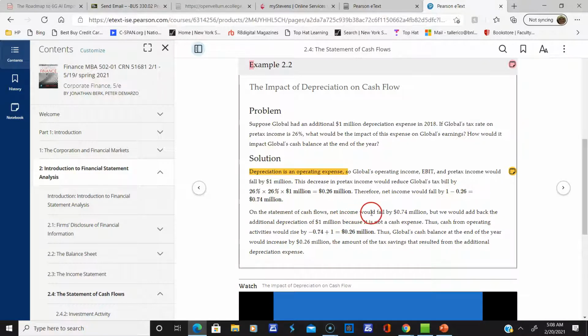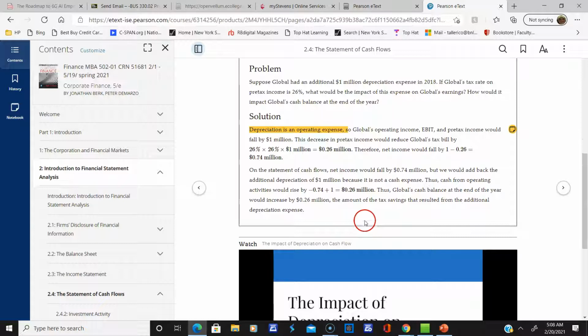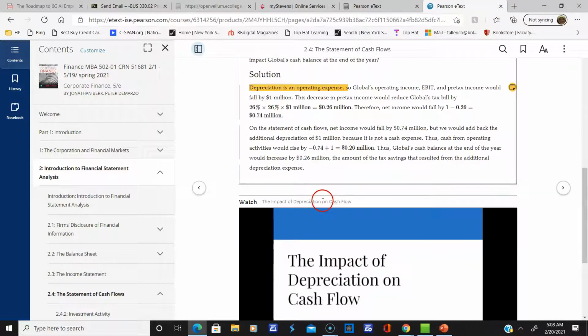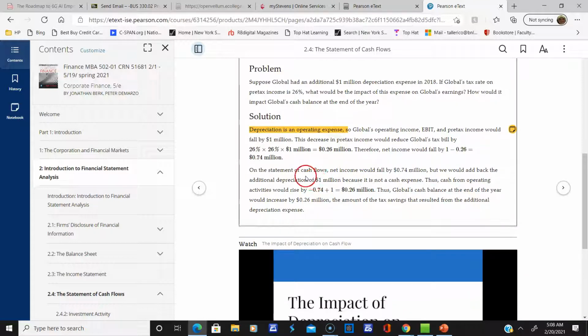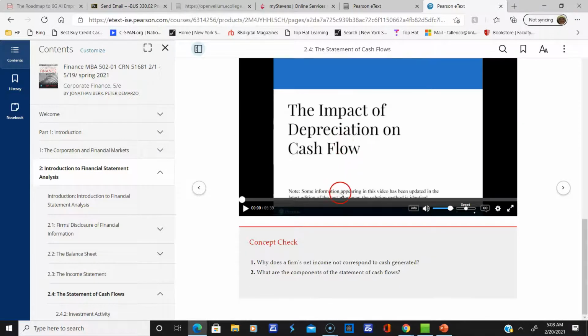All right, so in the statement of cash flows, net income would fall by $0.74 million, but we would add back the additional depreciation of $1 million because it's not a cash expense. Thus, cash from operating activities would be minus 0.74 plus 1 equal 0.26 million. Thus, Global's cash balance at the end of the year would increase by 0.26 million, the amount of the tax savings that resulted from the original additional depreciation expense. So basically, you're just adding the depreciation back on the cash flow statement.